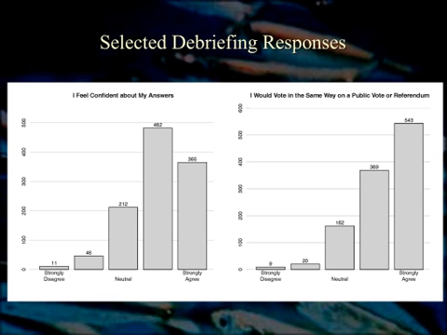Here we have another question, would you vote the same way in a real public vote or referendum? And again, most people either agreed or strongly agreed. Very few people disagreed or strongly disagreed. So again, that's a way you can get a gauge, because if people don't like something, they'll tell you. It's like all those negative restaurant reviews that you get online. If people hate a survey, you'll know. You'll get all sorts of spikes over here.